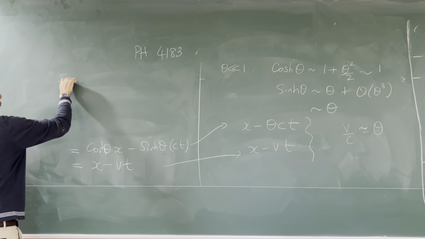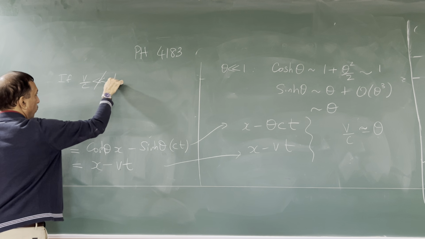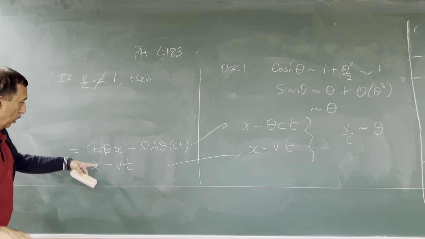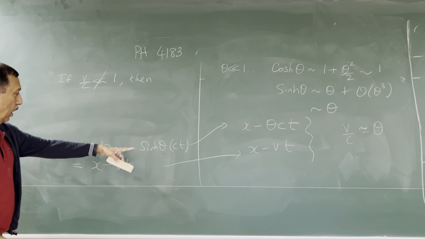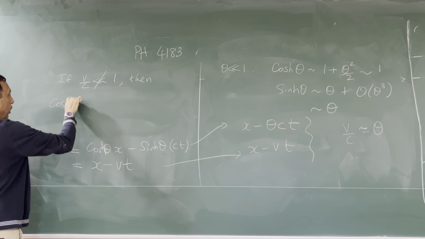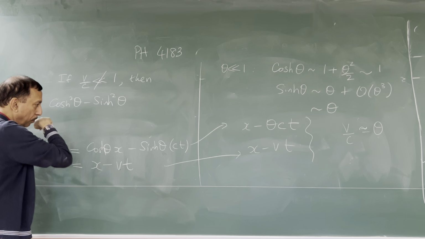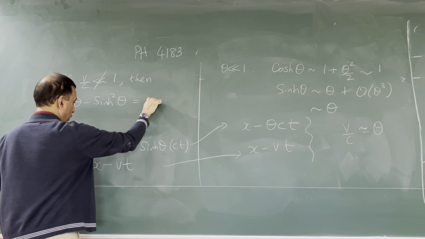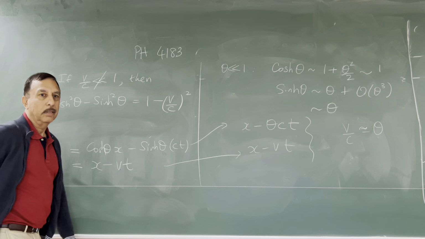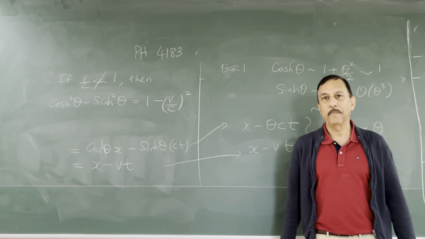If v by c is not less than 1, then if we identify cosh and sinh with these things, we find that cosh squared theta minus sinh squared theta is coming out to be 1 minus v by c squared. This is what we neglected when v was small. Now we are putting it back.